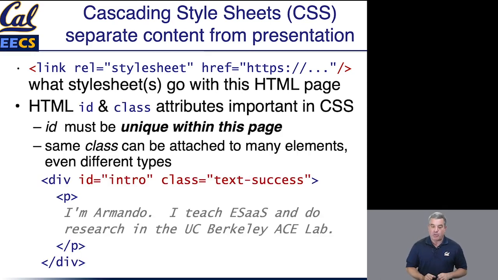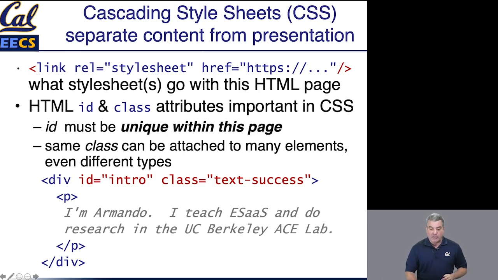The important things to remember about the HTML ID and class attributes are these. The ID must be unique within a page. So at most one element on a given page can have a given ID. The class attribute can be attached to many different elements. So many elements can have the same class. Even elements of completely different types can have the same class.